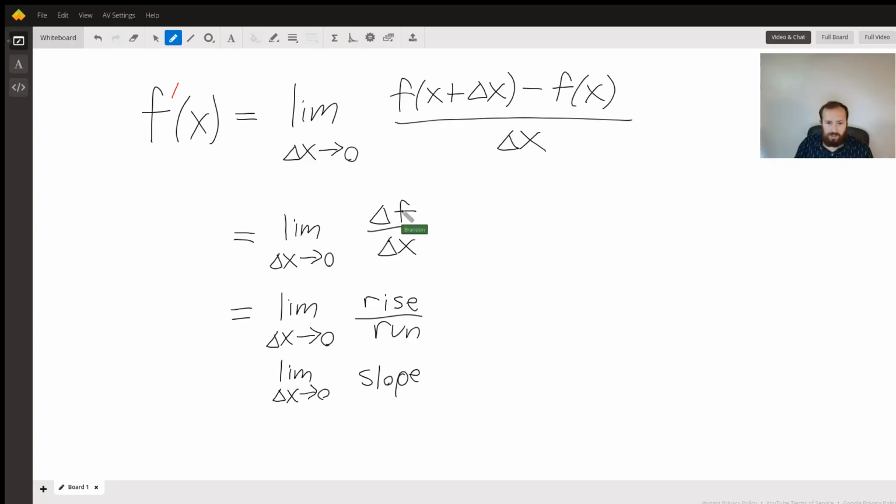All of these things, like delta f over delta x, is really just rise over run, or the slope. So another way that I like to think about the derivative after you have a graph is that it's really the slope on the graph if you zoom in really close around a certain point. So let me actually share another animation that I have.